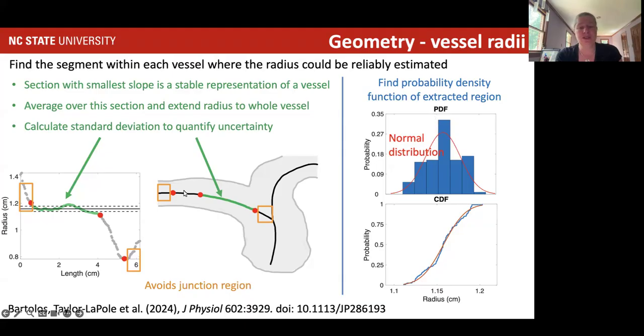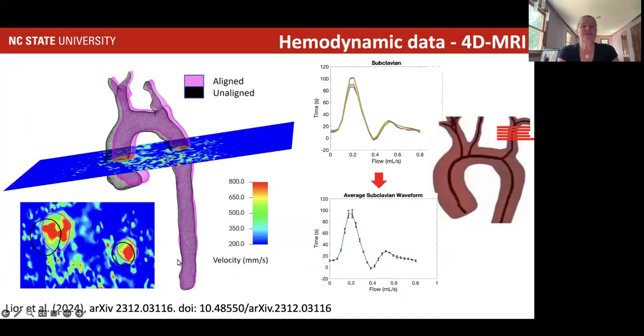What was kind of nice is when we looked at these radius estimates, we could create a probability density function, and we noticed that for all vessels, it was mostly normal. So that was the data that allows us to generate a network. Now comes the hemodynamic data. An example of the hemodynamic data is the 4D MRI. 4D MRI is a velocity field that's generated after they do the image sequencing where they get the radius.